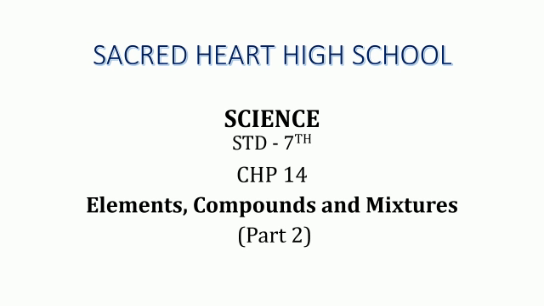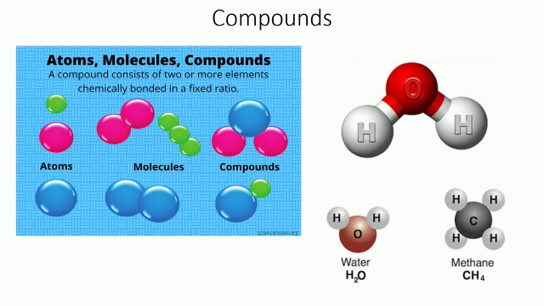Today we are going to study chapter 14, Elements, Compounds and Mixtures, part 2. Compounds. Before studying compounds, let us study about atoms and molecules in short. Atoms are the basic units of matter and the defining structure of elements. Examples of atoms are neon, hydrogen, calcium, etc.